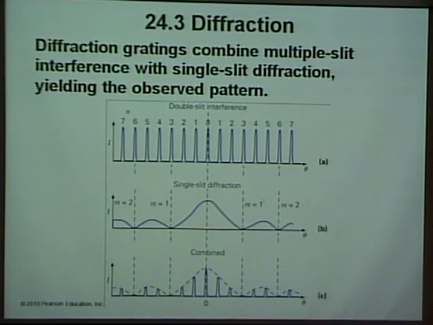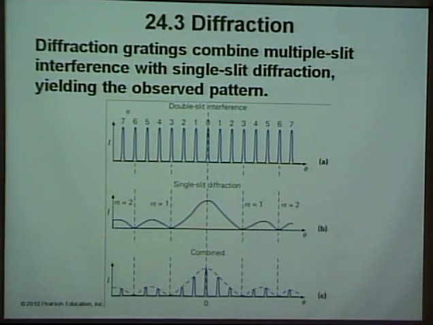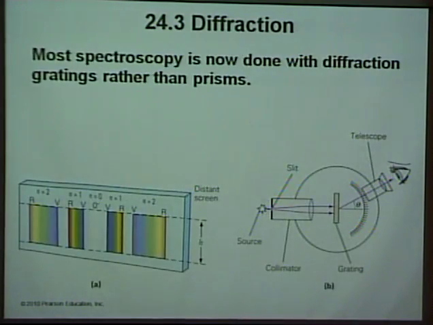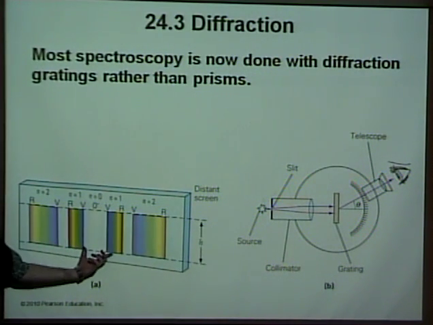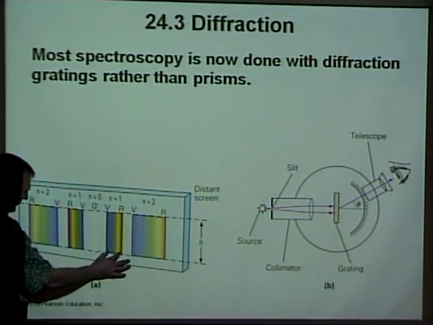Double slit interference, single, and then here's the combined diffraction grating pattern that you're going to get. And it's a way to do spectroscopy type things. Here's what I mean. When n equals 0, you're getting all this white light coming in here. Then when n equals 1, we've got the spectrum here.